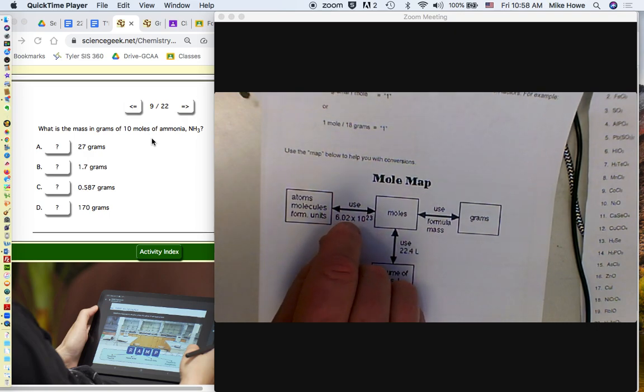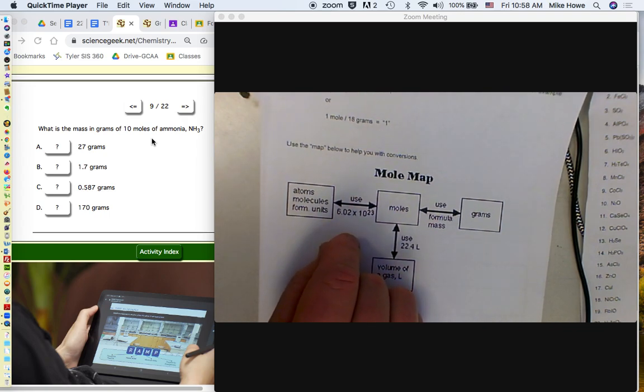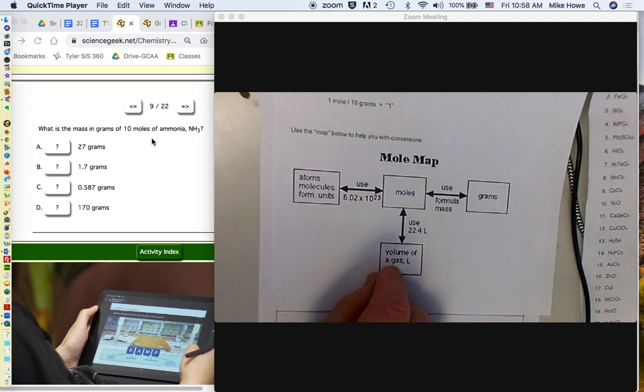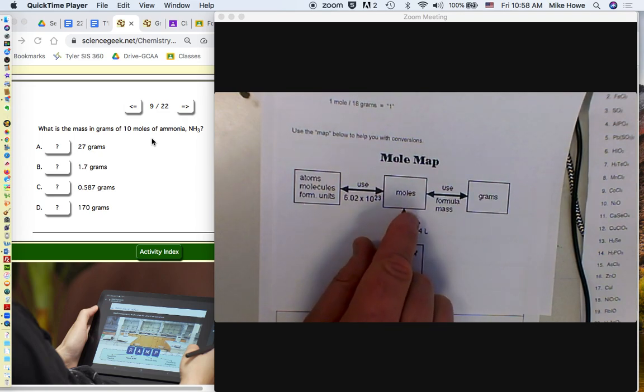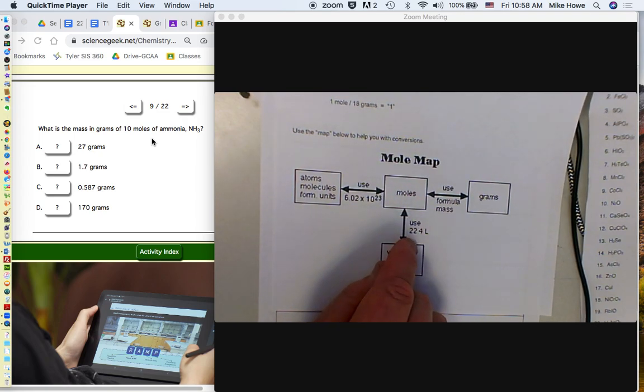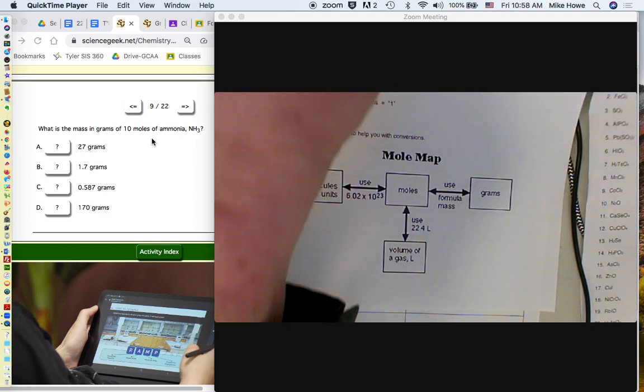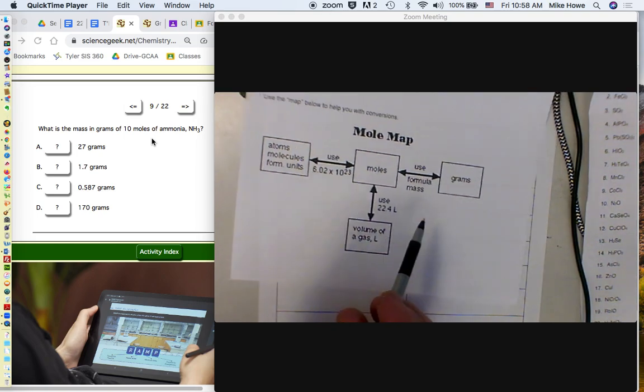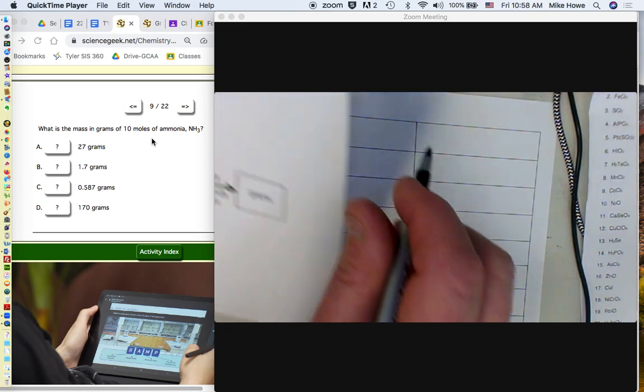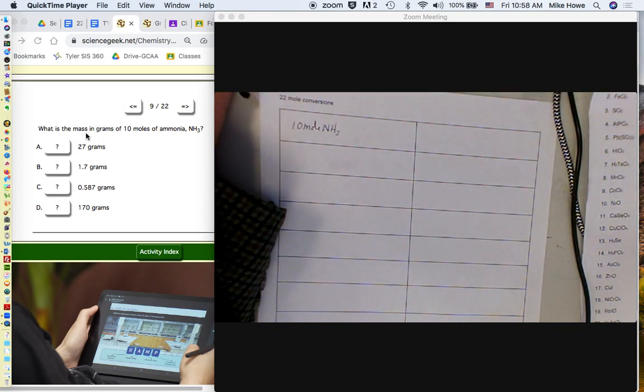For the purposes of this little activity, they'll work out a little bit nicer if you just round this off to 6 times 10 to the 23rd. And then when you want to go from moles to liters or liters to moles, you'll have to use the 22.4 liter definition of the mole. This only applies to gases. All right, now moving on with this problem, we had 10 moles and we want to change to mass in grams.